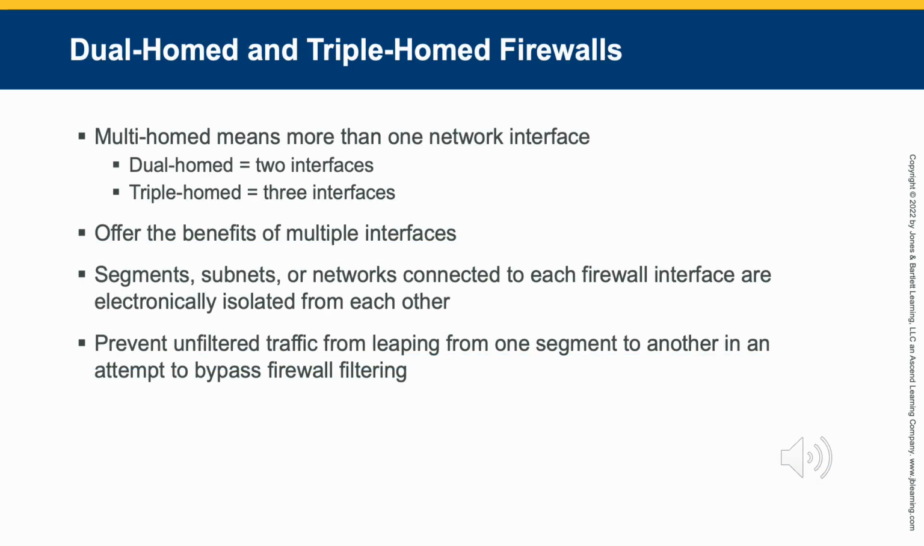Dual-homed and triple-homed firewalls. Dual-homed firewall means you're protecting two interfaces. Triple-homed means you're protecting three interfaces. There are some other benefits of multiple interfaces with this type of firewall. You're protecting segments, subnets, or networks connected to each firewall interface. They're electronically isolated from each other, and they prevent unfiltered traffic from leaping from one segment to another in an attempt to bypass the firewall filtering.